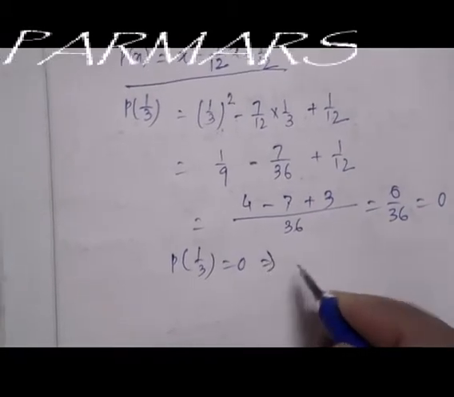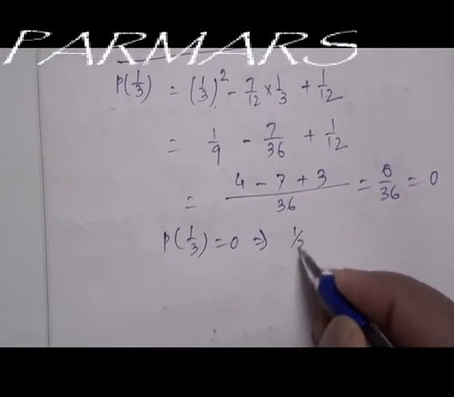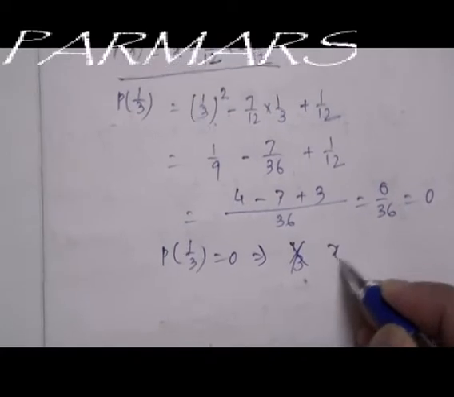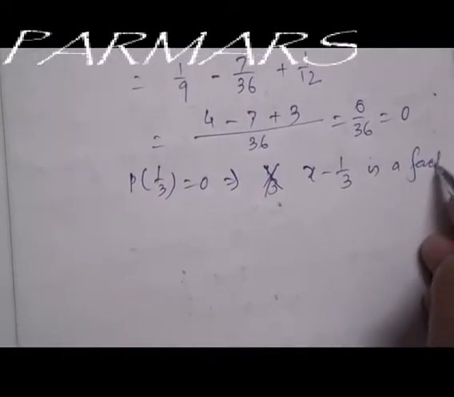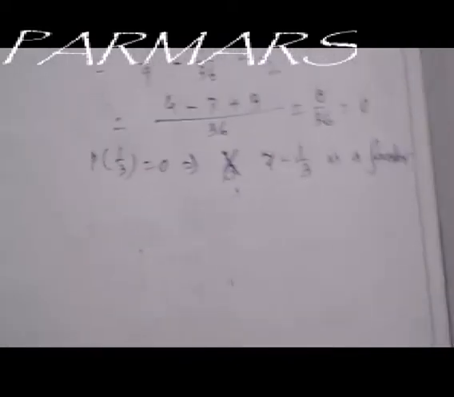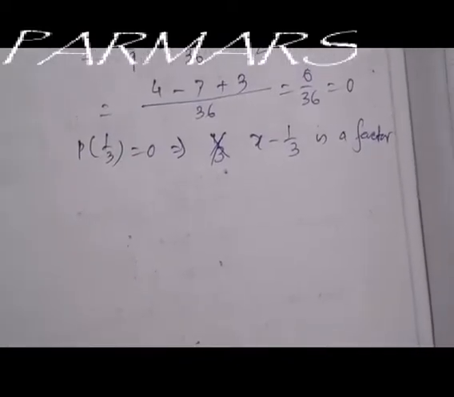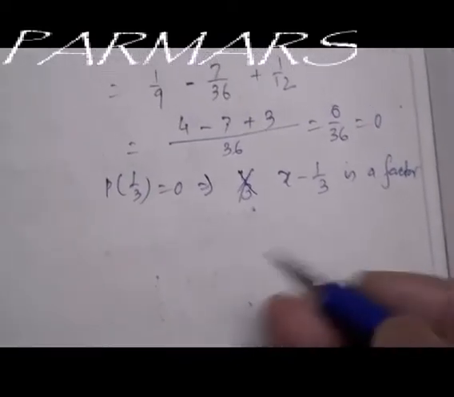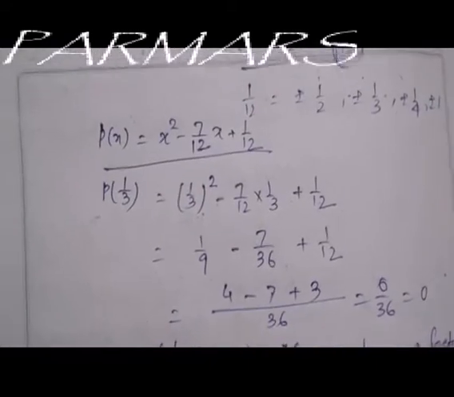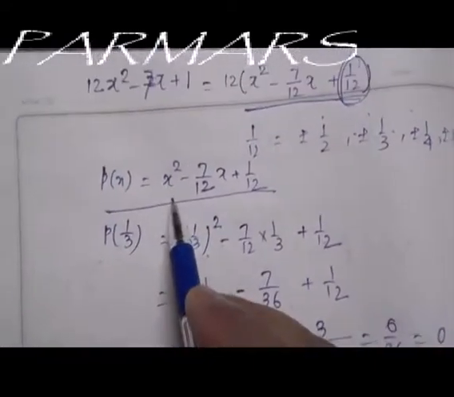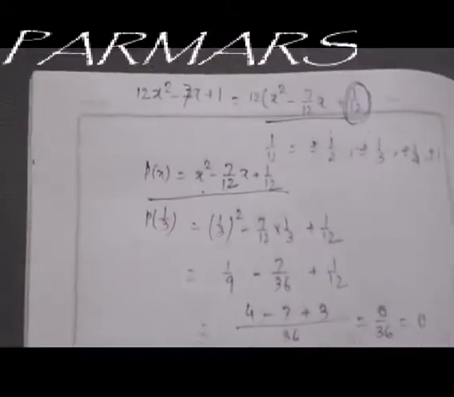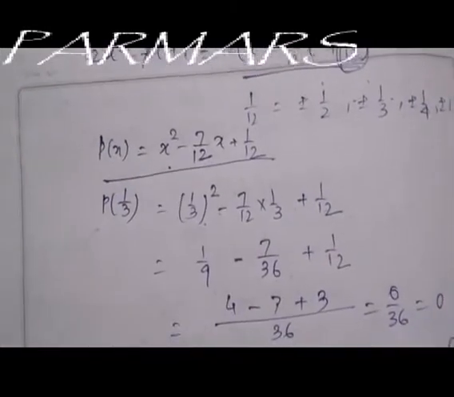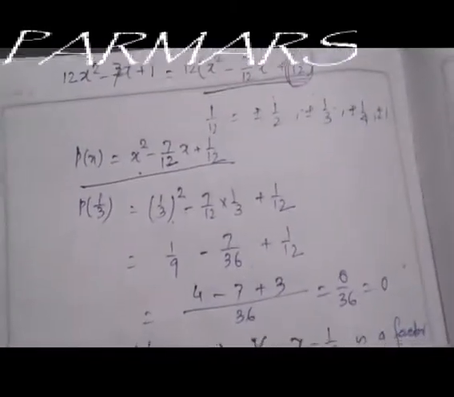P(1/3) is 0 means x minus 1/3 is a factor. Clear? Again move to the next one. Kyunki quadratic hai, we must get two linear factors. One factor we have gotten. Okay. Now for the next, what?